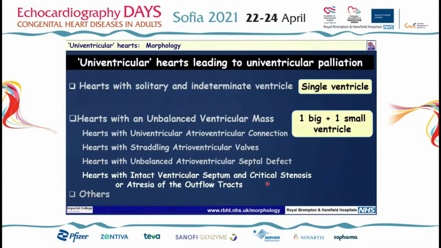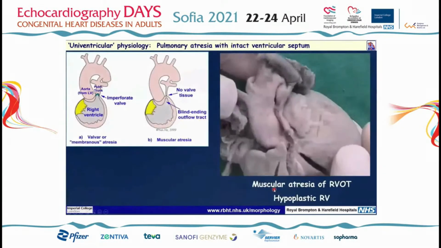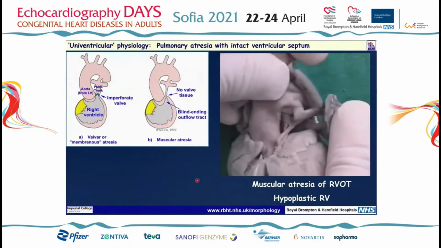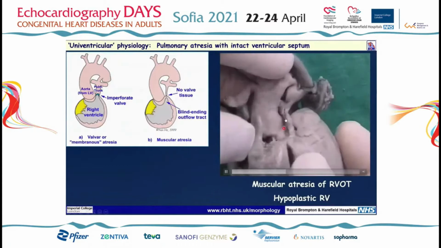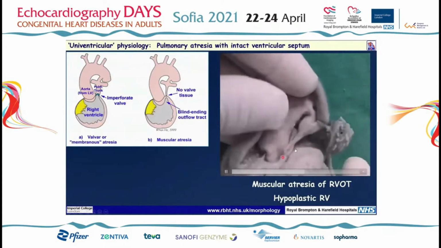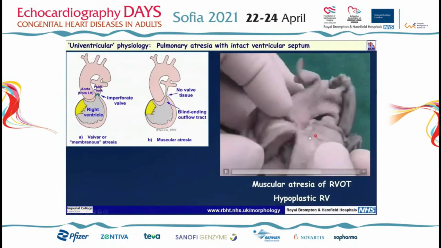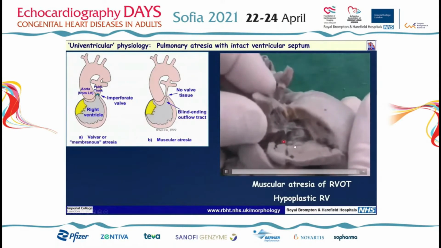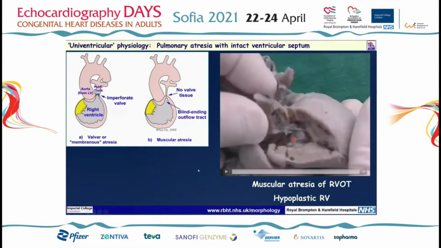And just some examples then, with hearts with intact ventricular septum, critical stenosis, or atresia of the outflow tract, also giving a situation of one big and one small ventricle. So for example, with pulmonary atresia with intact ventricular septum, you may have this kind of situation, and hardly any patency in the pulmonary trunk. Here looking up into the right ventricle, very, very tiny, some sinusoids here, small tricuspid valve.